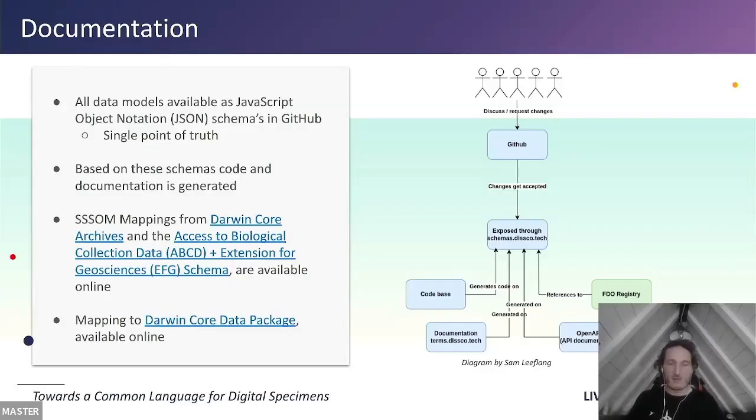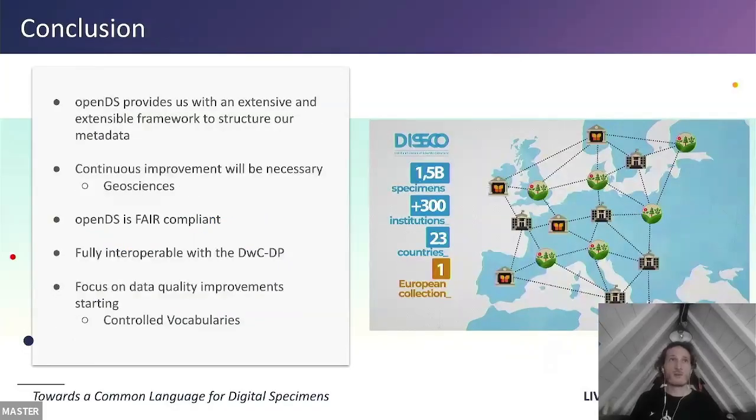And please feel free to comment, because it won't be perfect yet, but we're trying to document how we do the mappings. The same counts for how we expose it through the Darwin Core Data Packages. The TriplesOM mapping is available there as well. And that's where I want to conclude the talk.